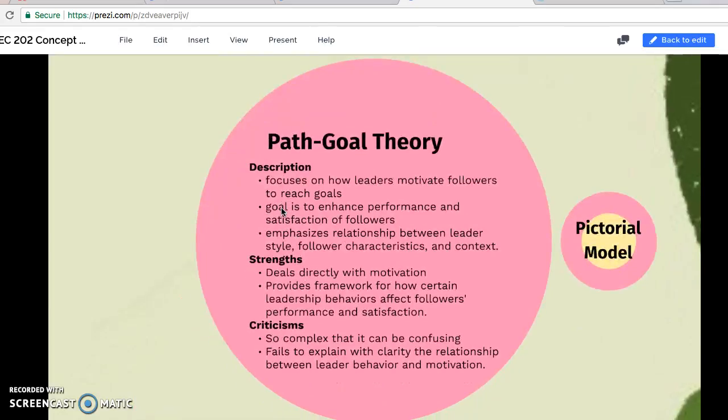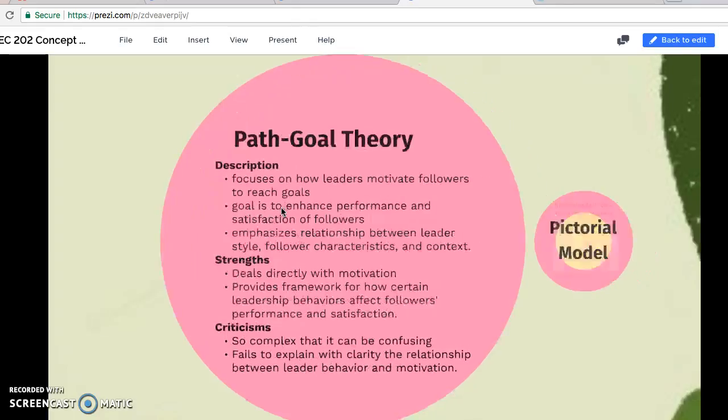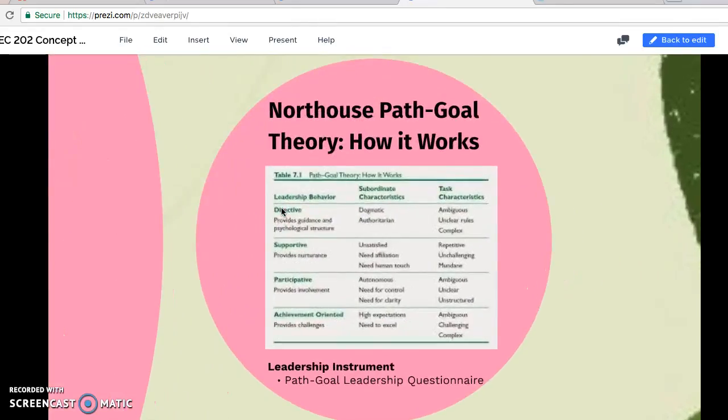Path-goal theory focuses on how leaders motivate followers to reach goals. It deals directly with motivation to enhance performance and the satisfaction of followers. This is the model of path-goal theory.